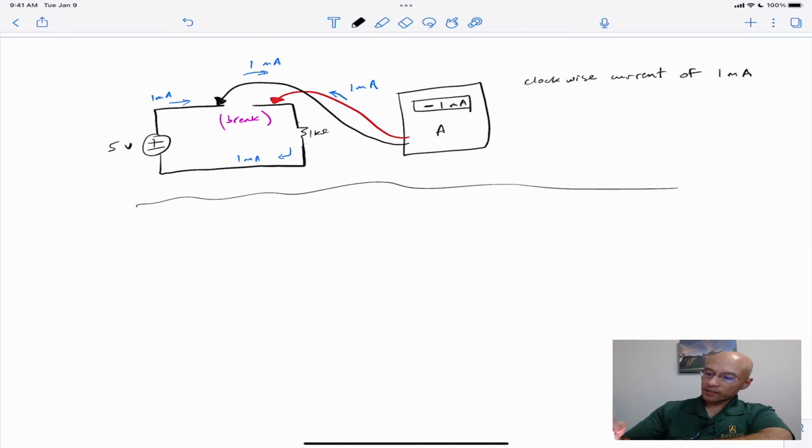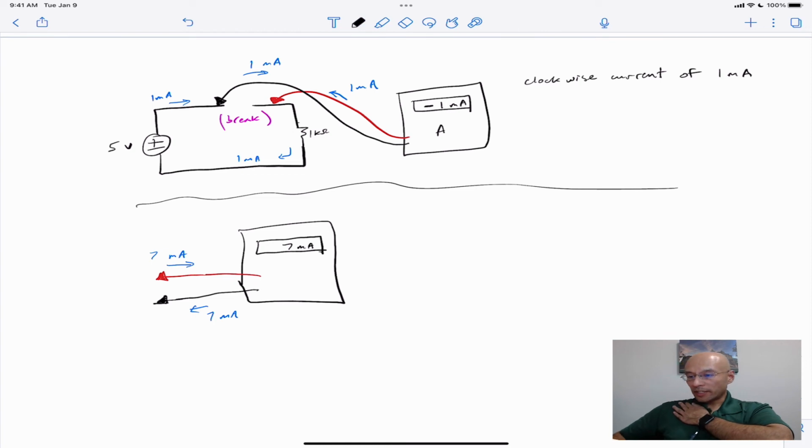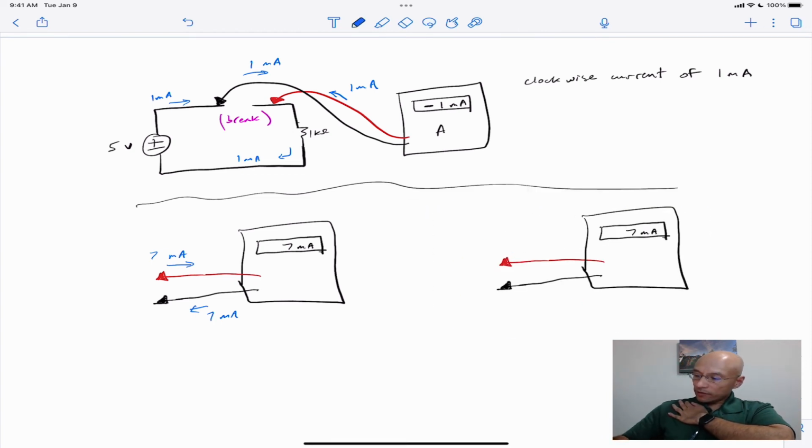So drawn more simply, say if 7 milliamps enters the red lead and exits the black lead, then the ammeter will read 7 milliamps. But if we reverse the direction of current flow through the ammeter, so that it enters the black terminal and exits the red, then the ammeter will register negative 7 milliamps.